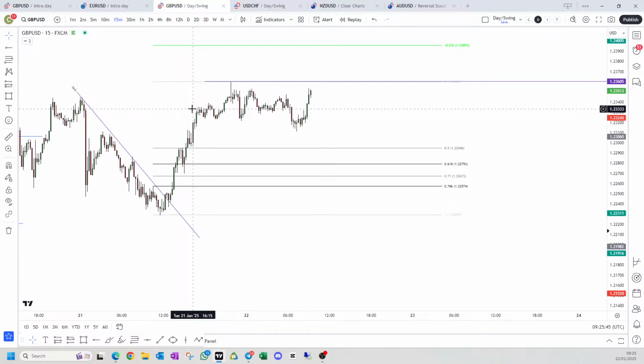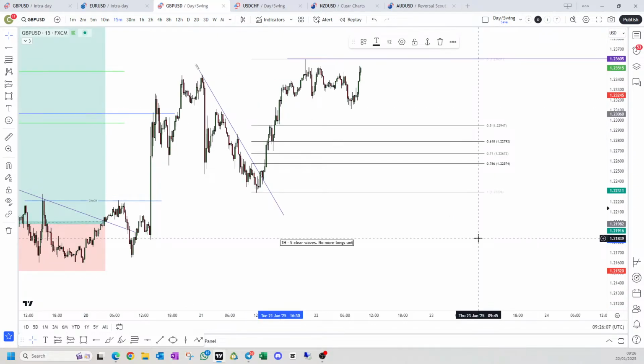So we'll say 1 hour, 5 clear waves, no more longs until a correction. And the same is true on the 15 minute. We'll say 4 clear waves, or on the 15 minute we'll word it different. We'll say 3 break of structure, 1 more long opportunity.